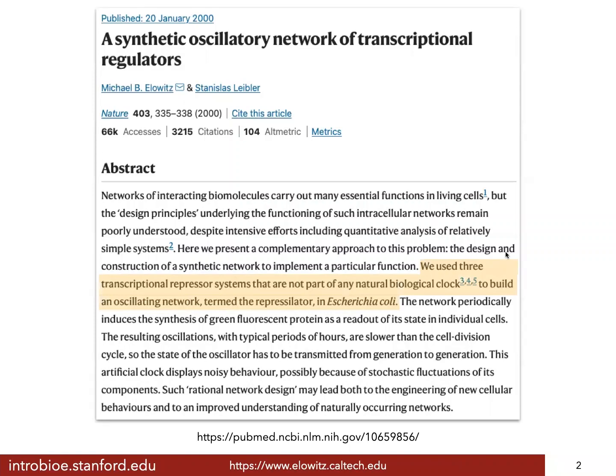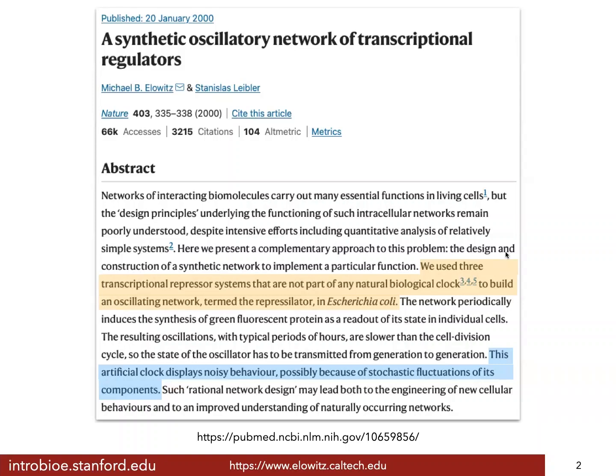And this clock displays noisy behavior, possibly because of stochastic, which means random, fluctuations of its components. So remember, in molecular diffusion, in Brownian diffusion, we have molecules moving around randomly at the individual microscopic level, and that results in bulk behavior, which can be represented more smoothly. So this is kind of an interesting statement down here, as it might relate to Brownian diffusion. But inside cells, things are moving around randomly. Okay, well, let's take a look. We're not going to spend a lot of time on this paper, but we're just going to use it to set up a second example that'll let us explore diffusion even more.